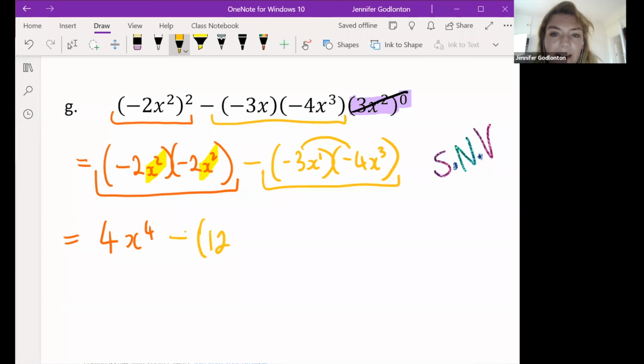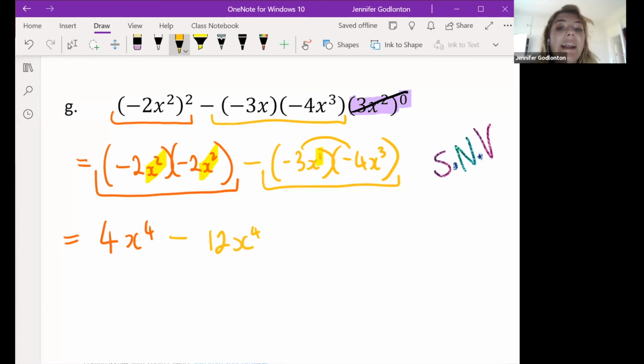X to the power of 1 times x to the power of 3 is going to give us x to the power of? Careful, don't forget that 1. You're falling for my trap. We have to add it. 3 plus 1 is 4. Okay, then if you see here, this minus is just chilling right next to the bracket. So we can actually just ignore our brackets. And so we are left with 4x to the 4 minus 12x to the 4.